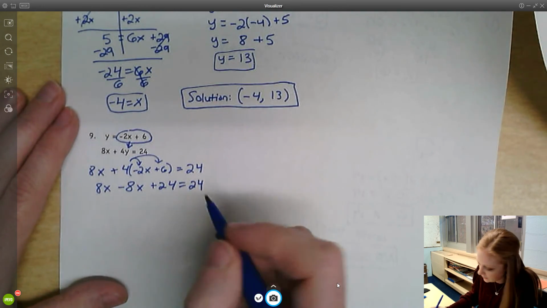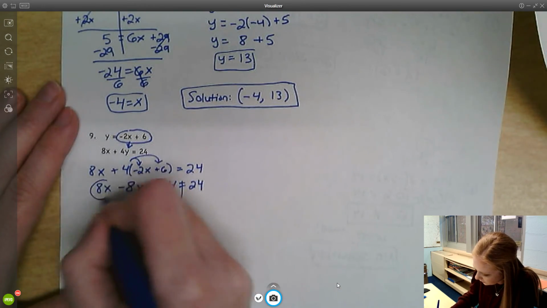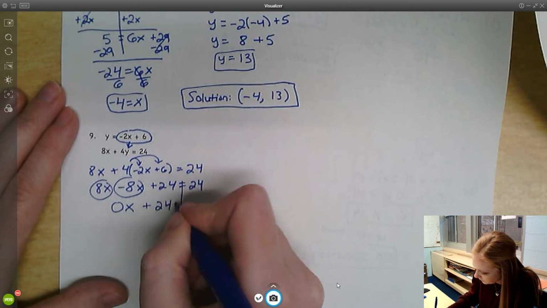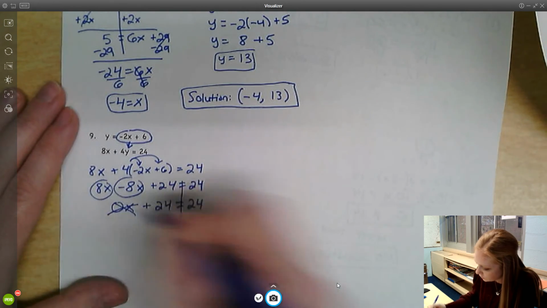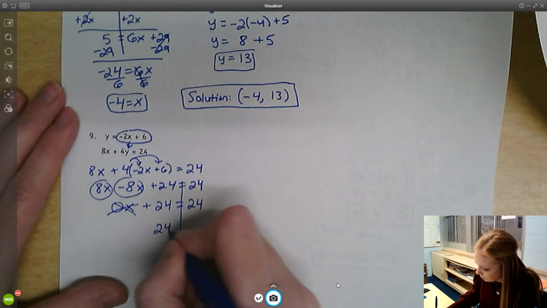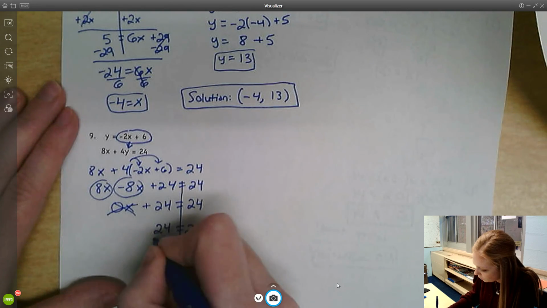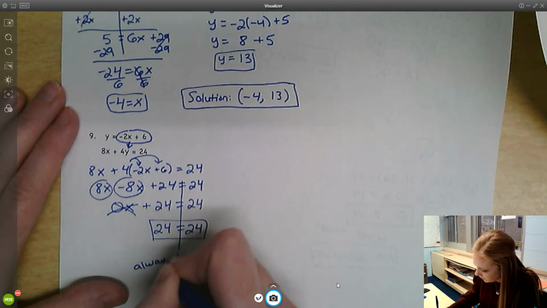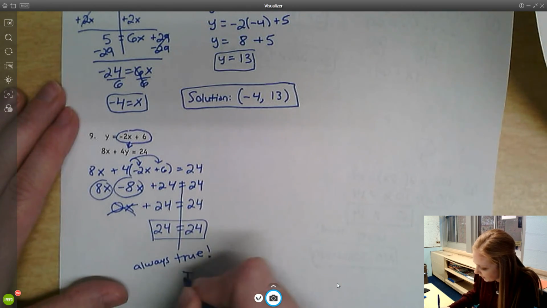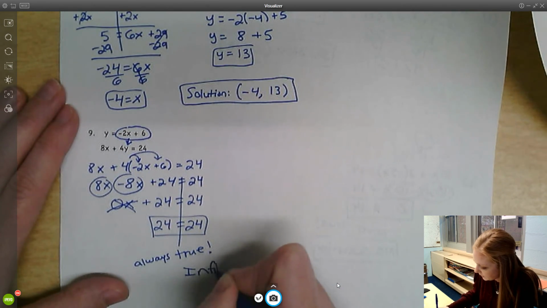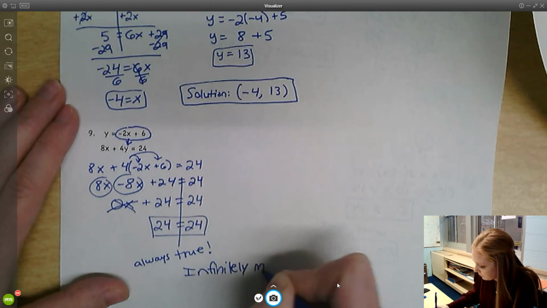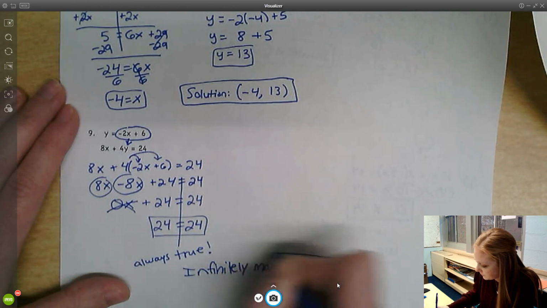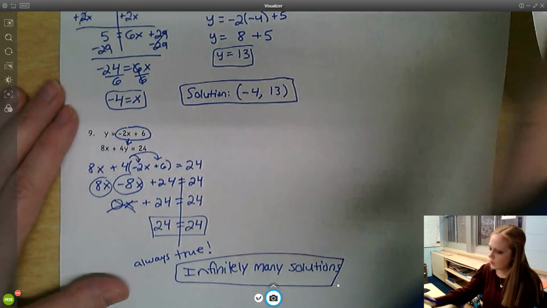All right, then let's combine like terms. 8x minus 8x, well, that's 0 x's. 0 times anything is just 0, so we don't even have to write that. So we end up with this true statement of 24 equals 24. That's always true. So what that means is that we have infinitely many solutions. Awesome. All right.